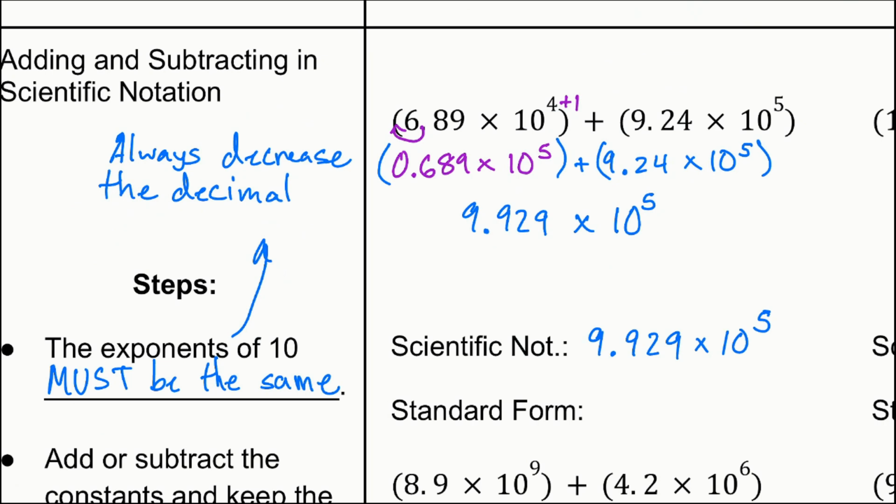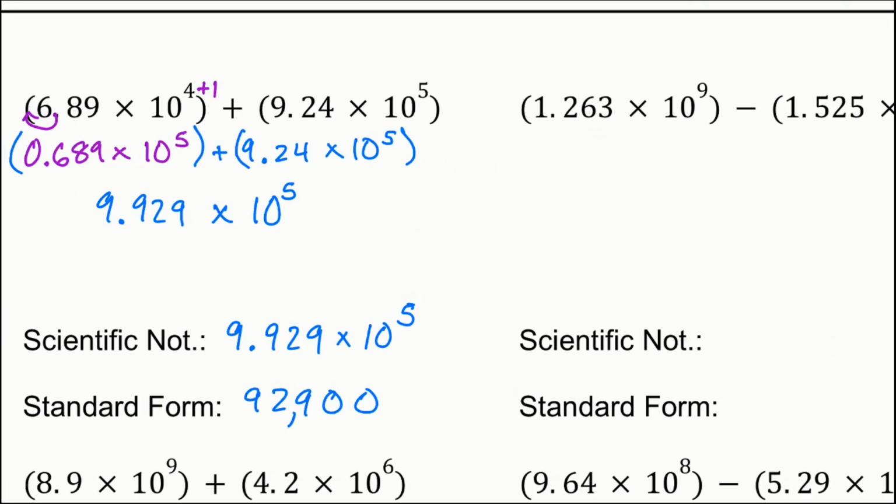And then for standard form, 1, 2, 3, 1, 2. So this would be 929, 1, 2, 3, with 2 zeros. So 92,900. Okay, that was kind of a whirlwind. Let's do the next one.